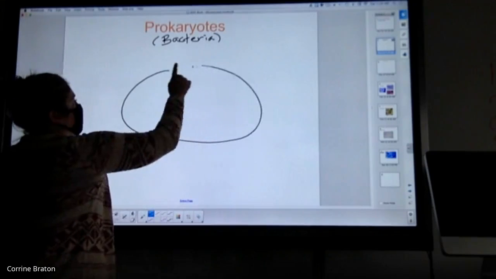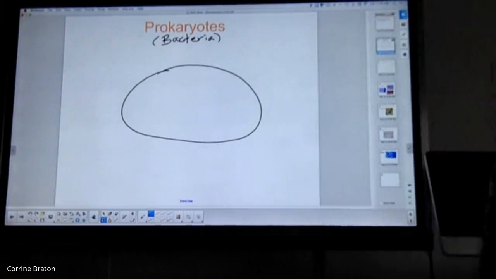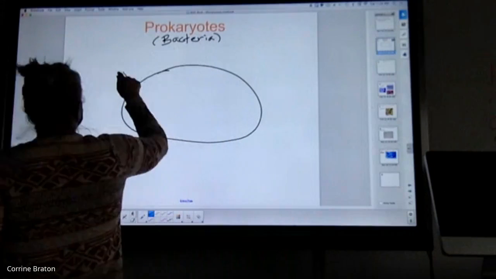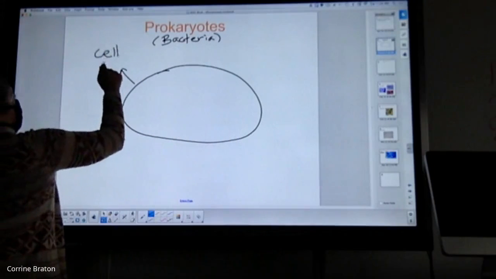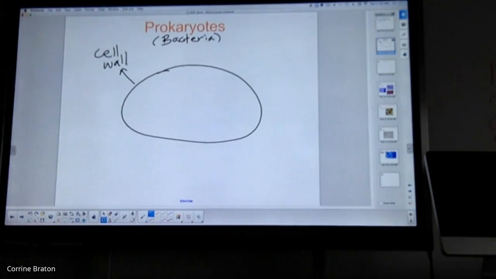So mine's going to be this shape, but what is on the outside? What organelle is on the outside of a bacteria? It's not technically an organelle, but maybe it is. Close. Outside of the membrane. Cell wall. Bacteria have cell walls. Okay, so we have a cell wall on the outside.